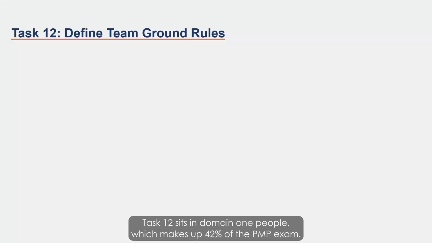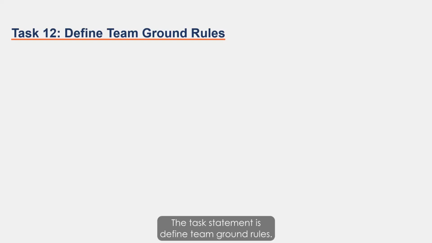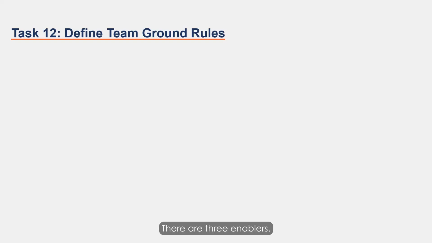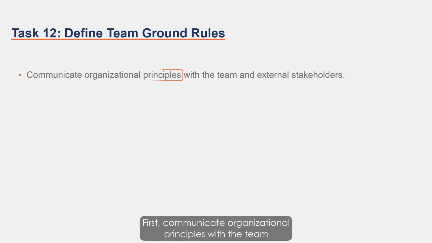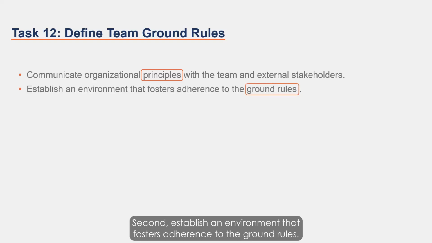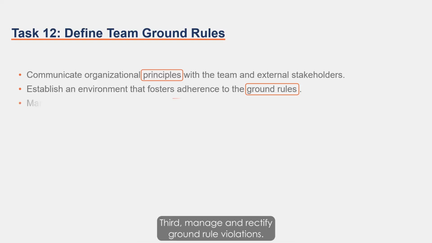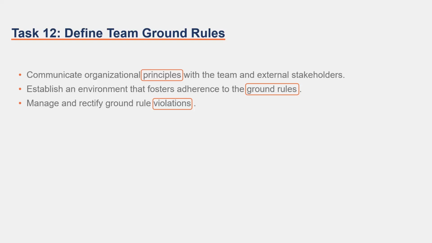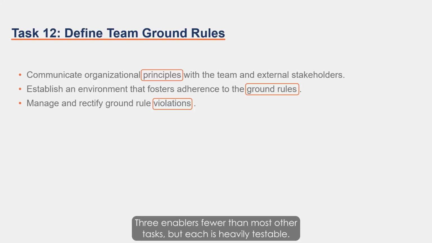Task 12 sits in Domain 1, People, which makes up 42% of the PMP exam. The task statement is, define team ground rules. There are three enablers. First, communicate organizational principles with the team and external stakeholders. Second, establish an environment that fosters adherence to the ground rules. Third, manage and rectify ground rule violations. Three enablers, fewer than most other tasks, but each is heavily testable.